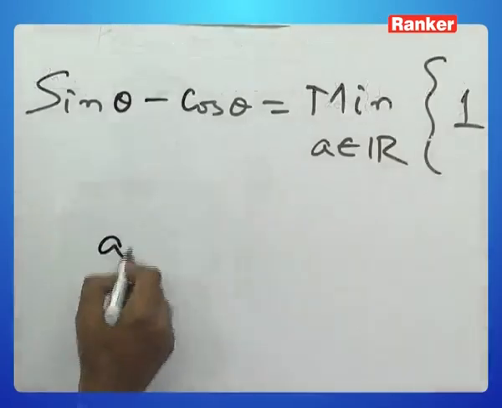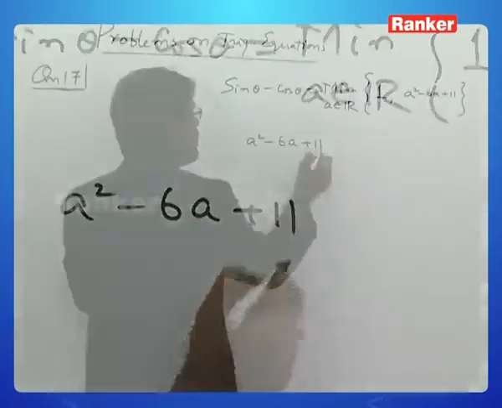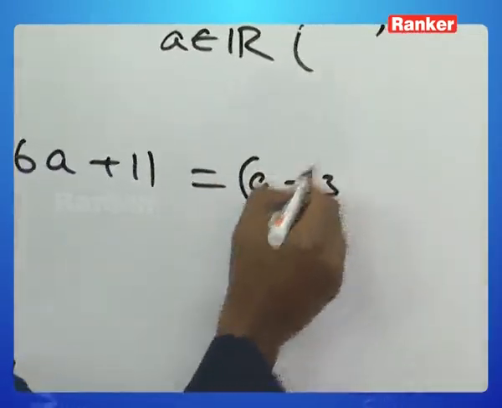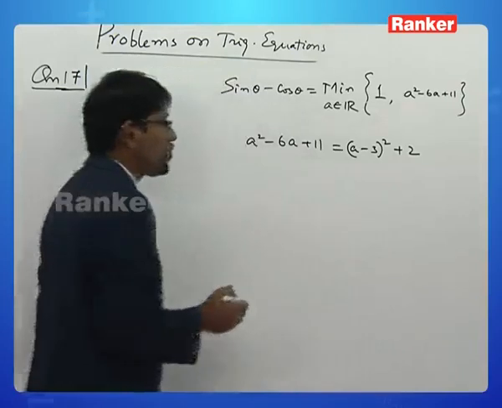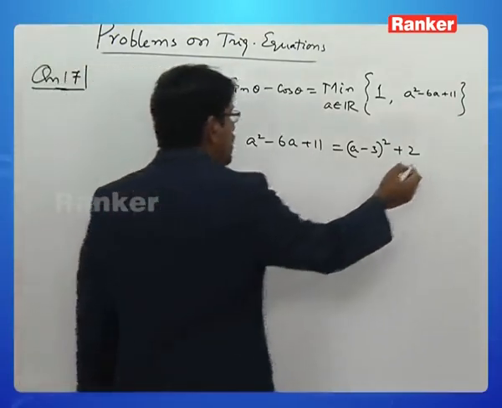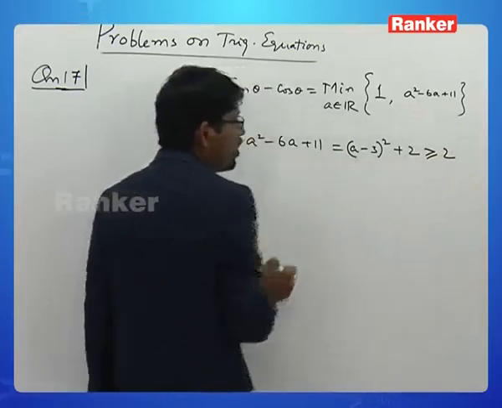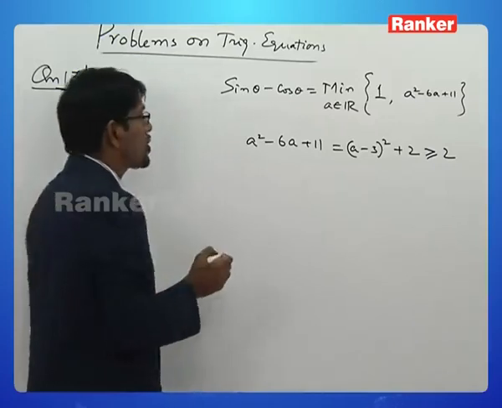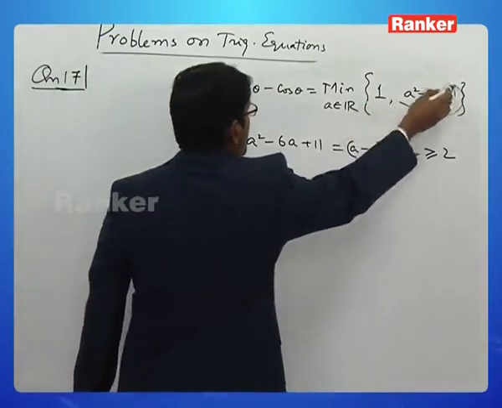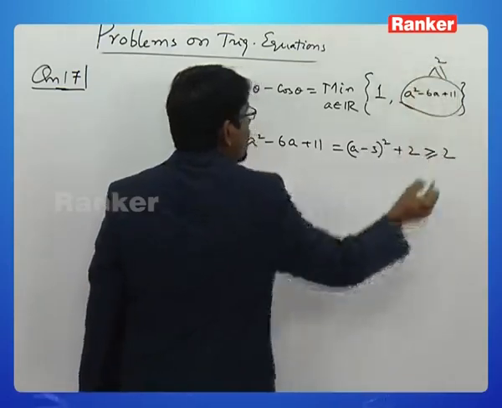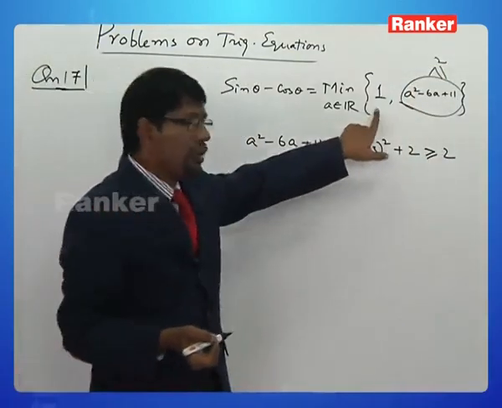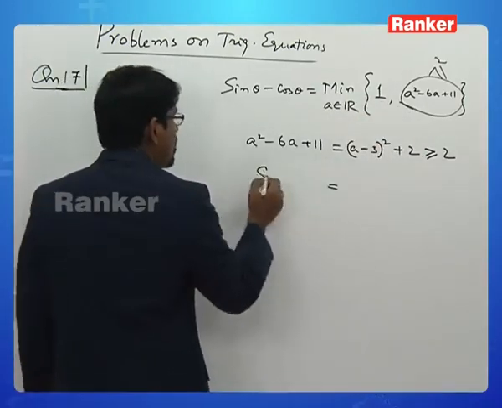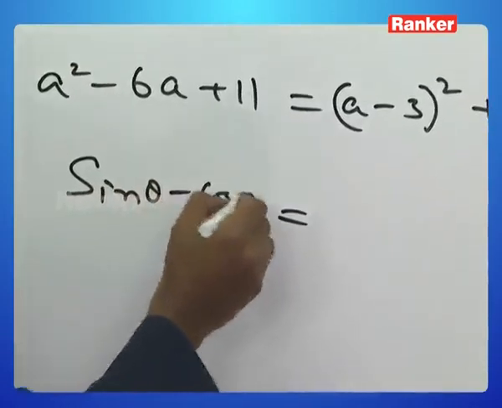So what do I look at? The range of a square minus 6a plus 11. What is a square minus 6a plus 11? It is equal to a minus 3 the whole square plus 2. So that is always greater than or equal to 2, because a minus 3 whole square is non-negative. So that plus 2 is always greater than or equal to 2. So this is a quantity which is always dominating this 1. So of these two, which is the minimum? Clearly 1 is the minimum. So sin theta minus cos theta has to be equated to 1.